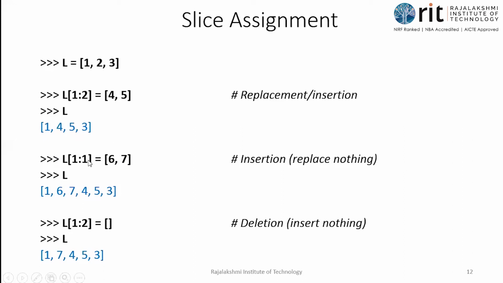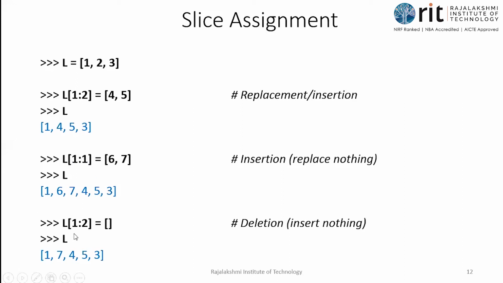You are using the same indexing. If you have the starting and stopping criteria to be the same value, it means you are not going to delete anything from the list. You just go to that location and place whichever values are put on the right hand side. This is allowed. This is valid. You can check it in the shell mode.